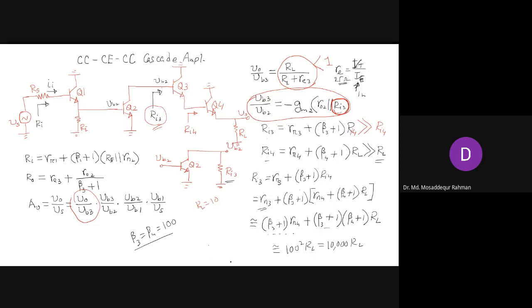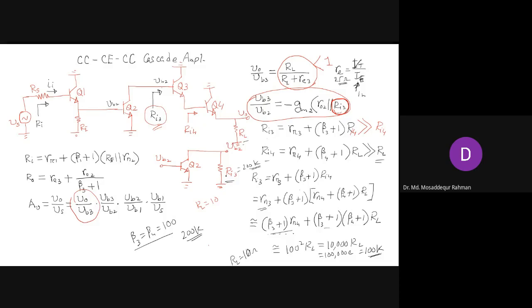So if RL is 10 ohm, we get 100,000 ohm. So that means 100K. Right? And if you add this one, you get 100K or 200K here, right? So it will be much larger than this. Let's say the overall is 200K. Right? So now Ri3, well, the load was 10, right? Now we have enhanced it to 200K, right?